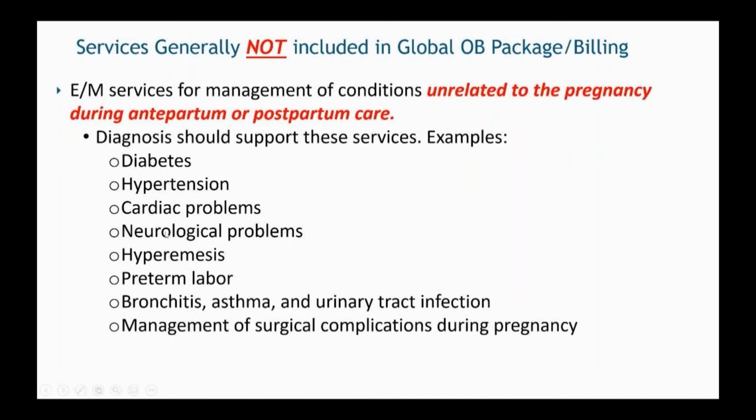And this is a repeat too. E&M services for management of conditions unrelated to the pregnancy, like diabetes, hypertension, and again, you're going to be using E&M codes for these if you're treating these conditions, because they're really not related to the pregnancy. The patient could have diabetes before she even got pregnant, or hypertension before she got pregnant. And of course, the pregnancy will exacerbate these conditions, and this is where you're going to use E&M codes to treat these conditions.